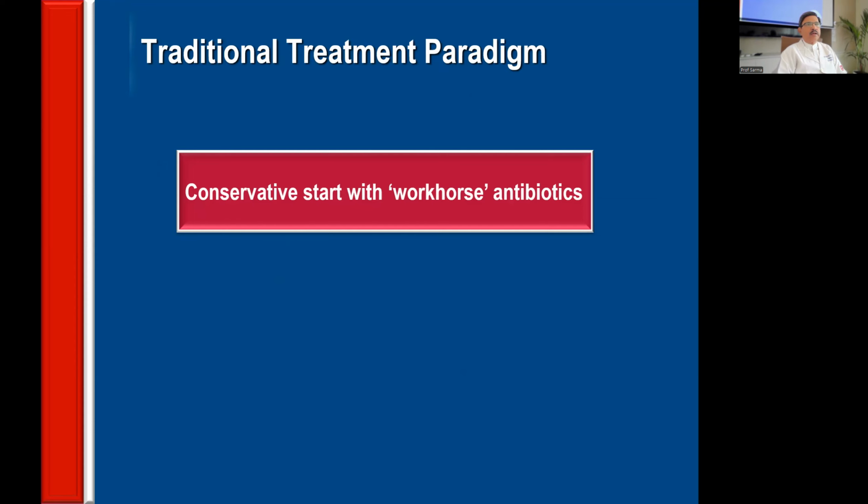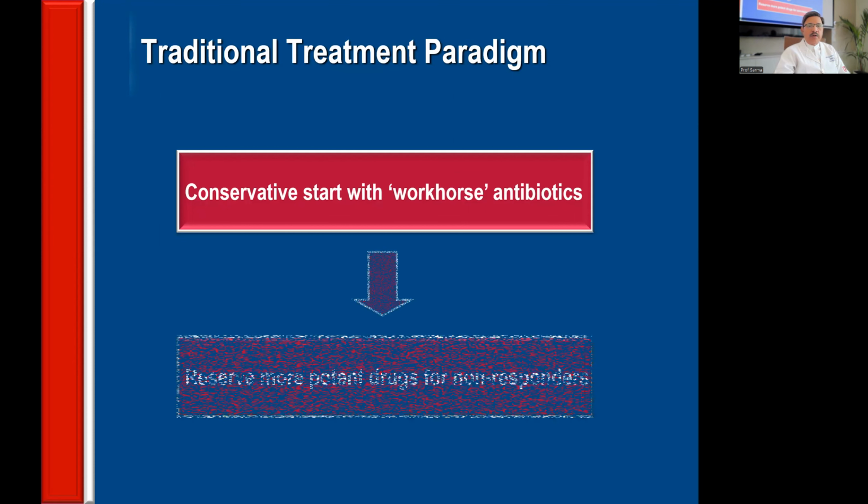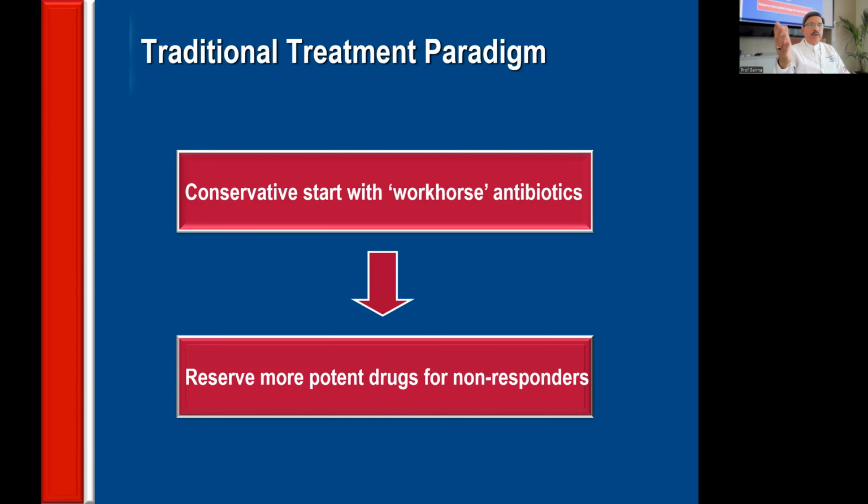Now, the old treatment strategy is conservative: start with a workhorse antibiotic. Like when somebody gets pneumonia, in earlier days people used to give them an antibiotic, maybe cotrimoxazole or penicillin or amoxicillin, and then send them home. And then if they are not responding, slowly escalate the antibiotic, and reserve more potent antibiotics for a later phase where the patient does not respond.